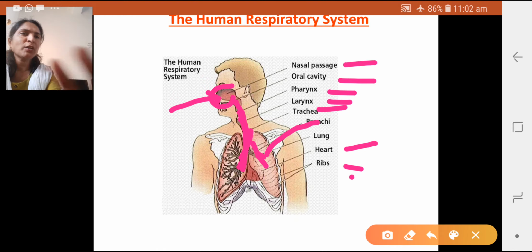The heart is not a part of the respiratory system, but in the diagram it is shown. So you can cut this heart, and the other parts you can write as the parts of the respiratory system.